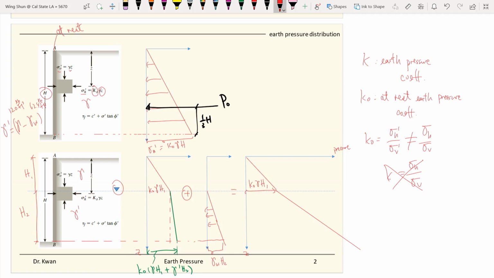And here at the bottom part will be equal to K naught times gamma H1 plus gamma prime H2, and also plus the unit weight of water times H2.